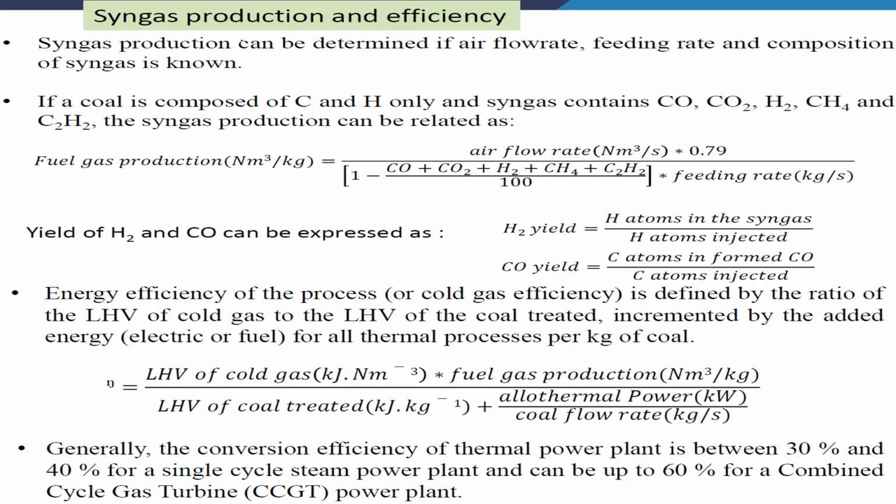Coming to syngas production and efficiency. The syngas production is given by this formula. The fuel gas production, that is basically syngas, is calculated using the nitrogen balance. So here it is the airflow rate into 0.79, because we have considered that air consists of 79% nitrogen.